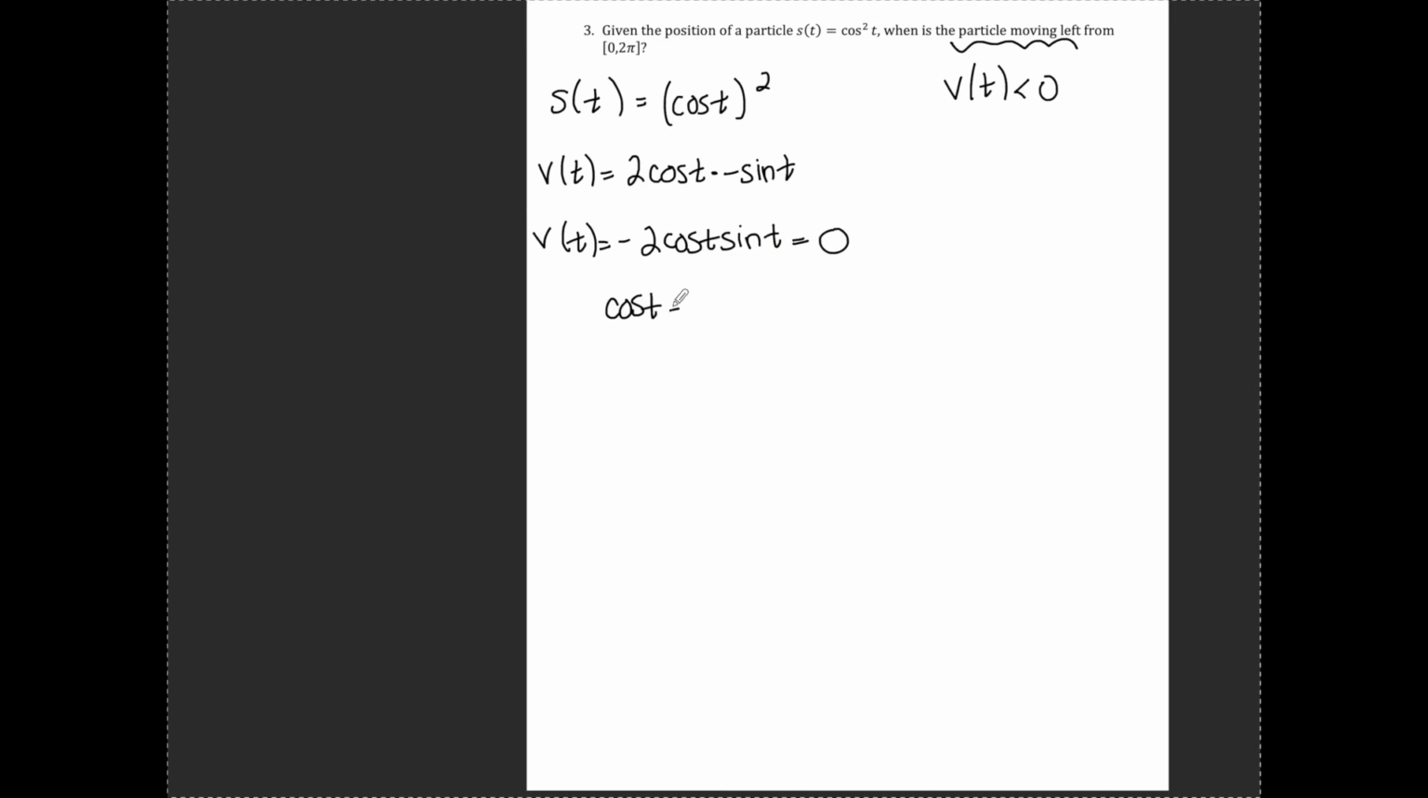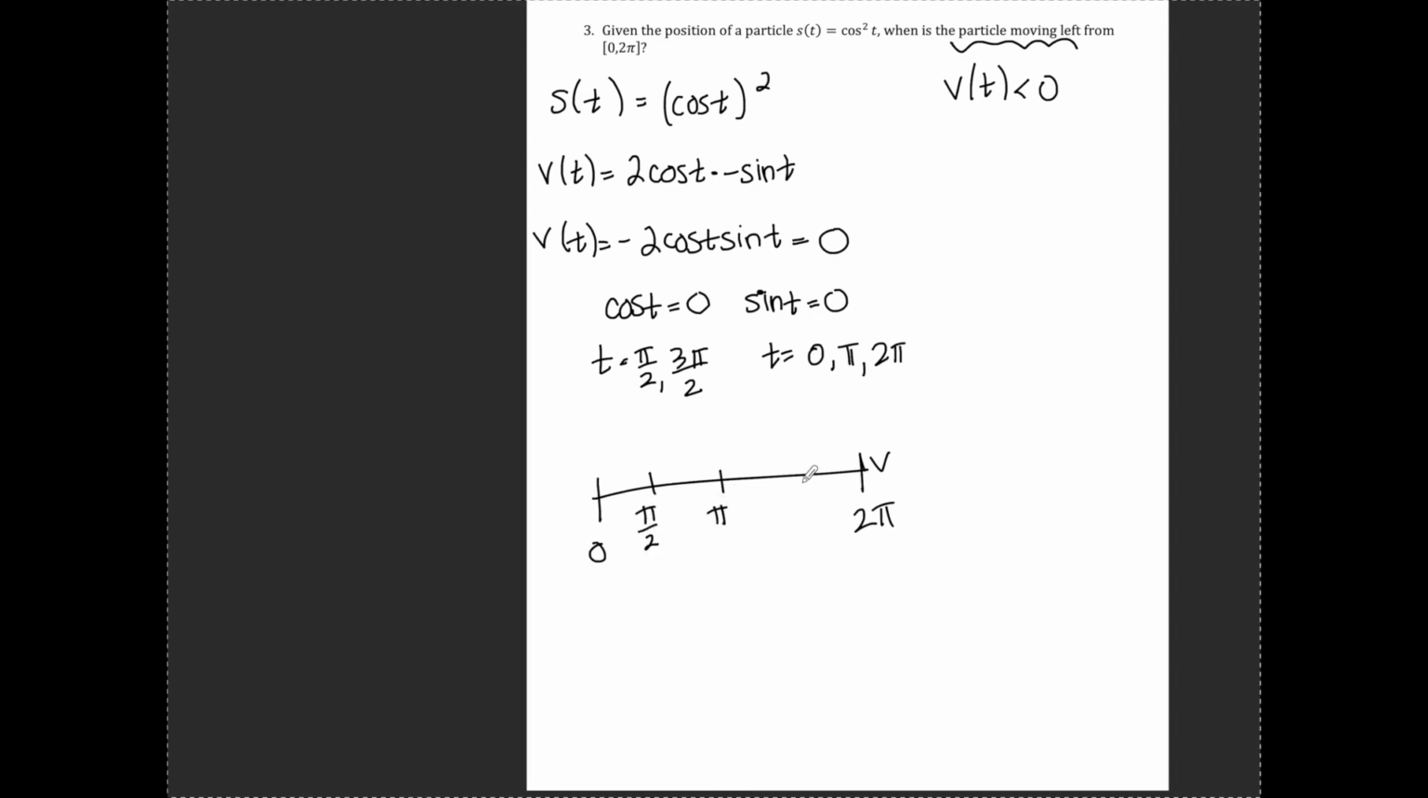So I have cosine of t equals 0, and I also have sine of t equals 0. I know that cosine is equal to 0 at pi/2 and 3 pi/2, and I know that sine of t is equal to 0 at 0, pi, and 2 pi. So I have a ton of critical values here. On my number line from 0 to 2 pi, and this is a V number line, I have critical values of pi/2, pi, 3 pi/2, and then I end at 2 pi. So if I start checking values in here, between 0 and pi/2, I can test a value of pi/4.